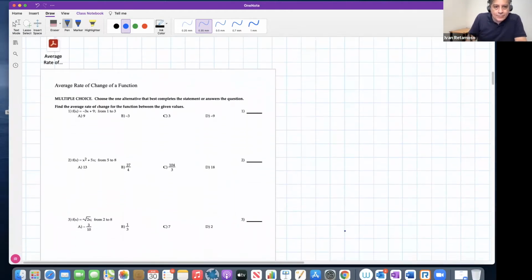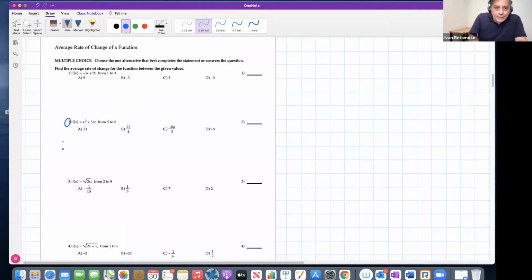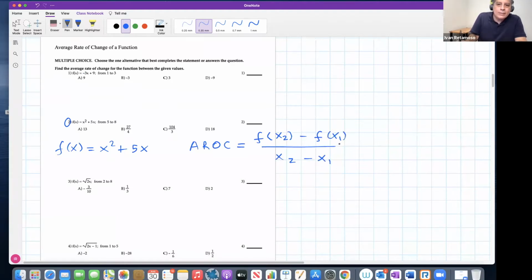Can you try to do number 1? Number 1 is easy. Let's start with number 2, this one. Can you do this with this function, f of x equals x squared plus 5x? Can you compute the average rate of change? I'm going to give you the formula here: f of x2 minus f of x1 over x2 minus x1, variation on the output values divided by variation on the input values.